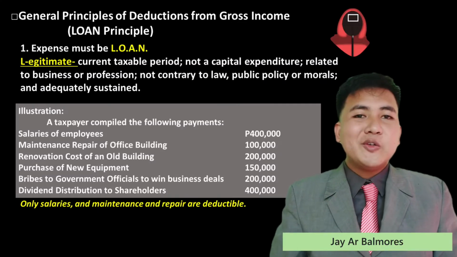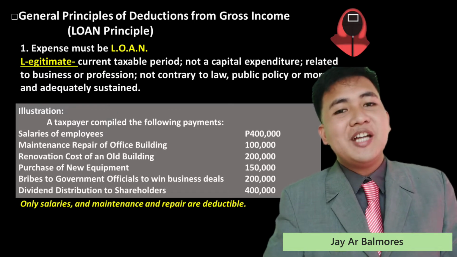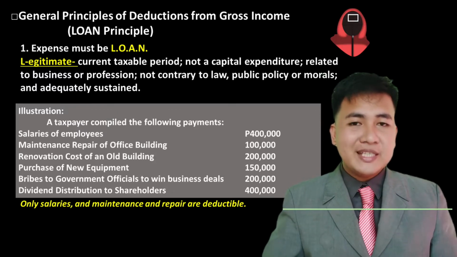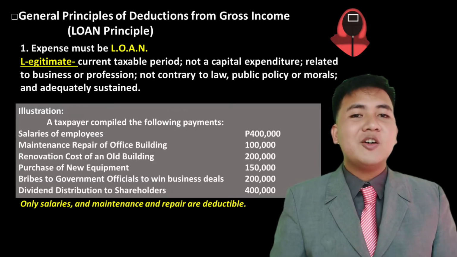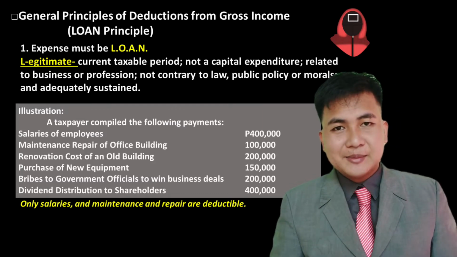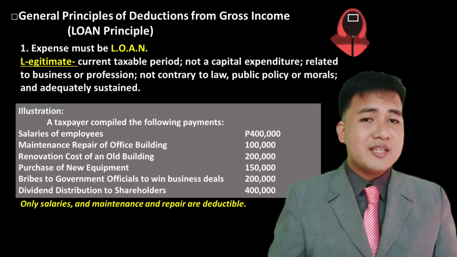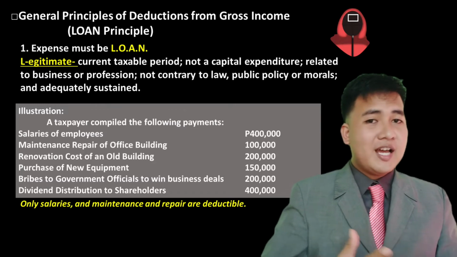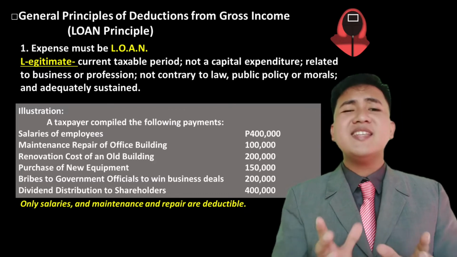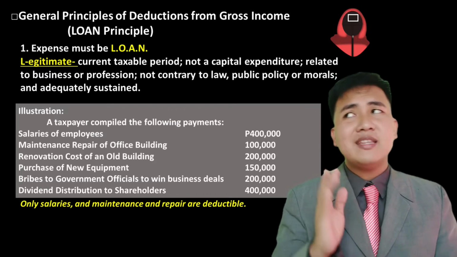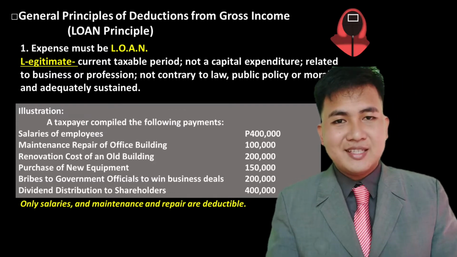Hi everyone, let me continue the discussion. On deductions from gross income, there are what we call four general principles that we consider whether a specific expense can be deducted or not in the computation of taxable income. The first principle that I will be discussing is that an expense should be legitimate, ordinary, actual, and necessary, or the acronym LOAN principle. Its name doesn't literally mean a debt in a bank, rather it was only shortened for us to remember it easily.